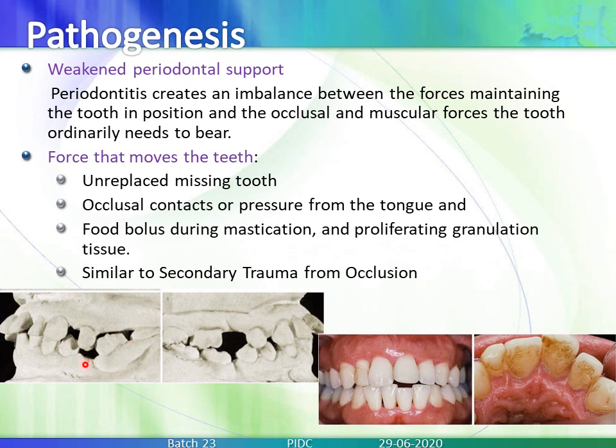Second, if there are any unreplaced teeth. So here is an unreplaced tooth, and because of it you can see all the changes which are taking place around the teeth. And occlusal contacts or pressure from the tongue. So here also you can see that the occlusal contact is not proper in this case. Food bolus during mastication and proliferating granulation tissue, and conditions similar to secondary trauma from occlusion could result in pathologic tooth migration.